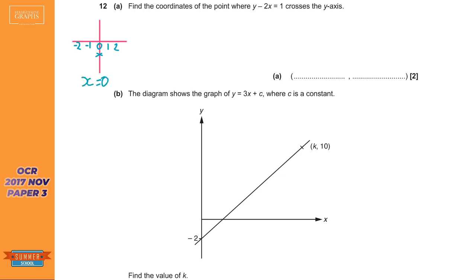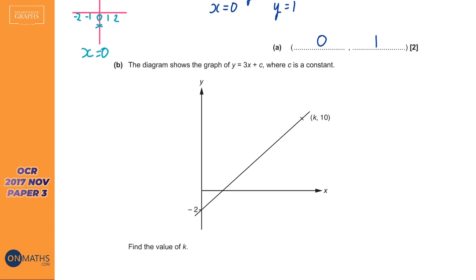So all we have to do here is just substitute in x as 0. So we write down the equation, so y minus, but instead of x, it's going to be minus 2 times 0 equals 1. Anything times 0 is just 0, so it's just y equals 1. Oh, and it wants a coordinate, so x is 0, so it would be 0, 1 will be the answer.